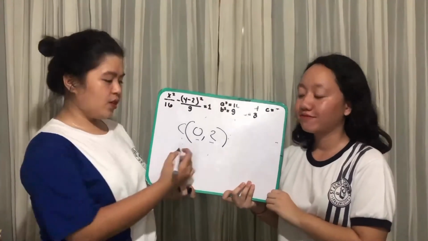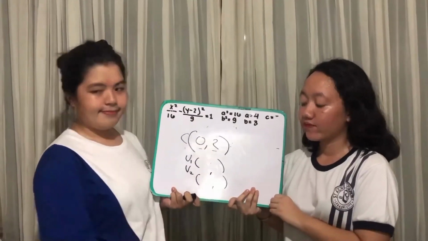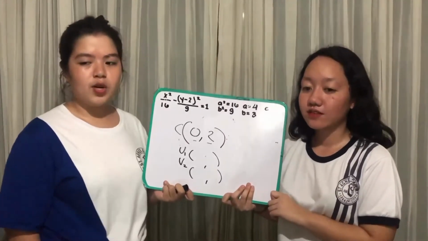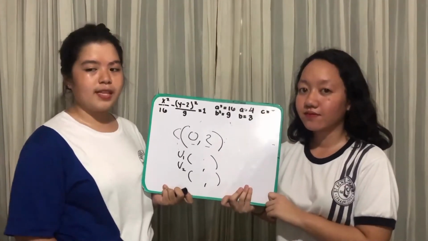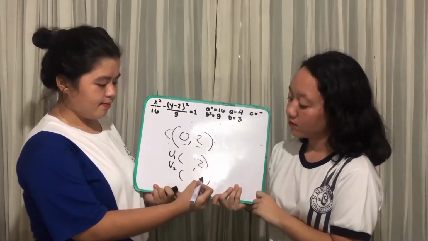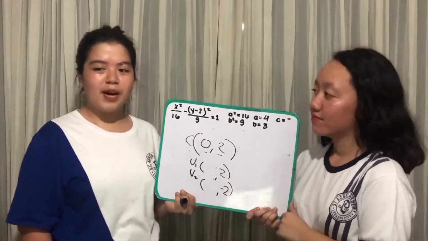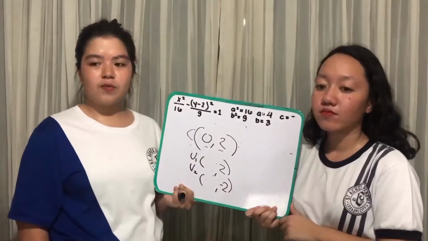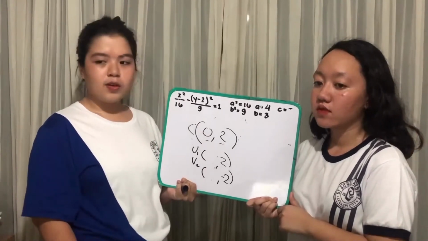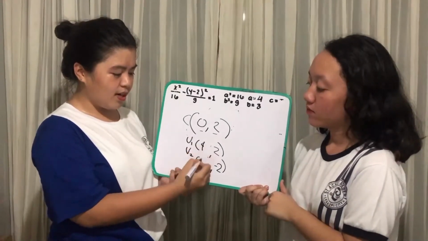We will now get the vertices. Since the orientation of this is HTA, the y value of the vertices will be the y value of the center. On the other hand, we can get the x value by simply looking at a, which is 4. But we need the positive and the negative of this value. So now it will become 4 and negative 4.